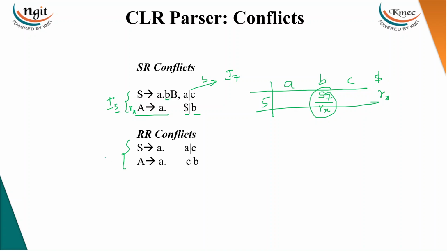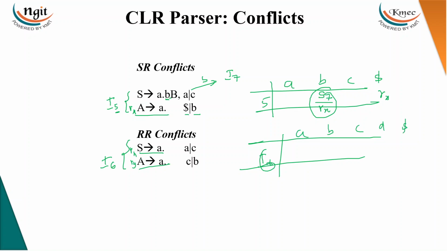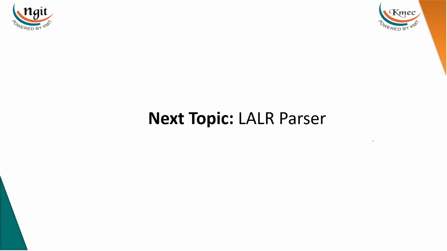In the same way, assume that this is I6. We have two complete items, this is Rx and this is Ry. In I6, the sixth row, we have A, B, C, D, dollar, assume that. This Rx has to be performed on A and C, and this Ry complete item has to be performed on C and B. So again we got a conflict on C. So even CLR does not handle some grammars, right? In the next chapter we'll discuss the LALR parser.